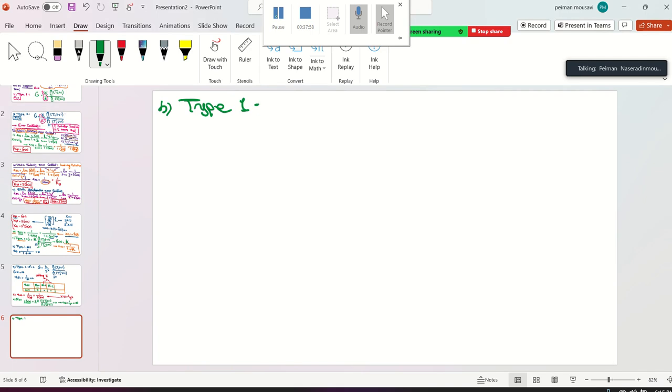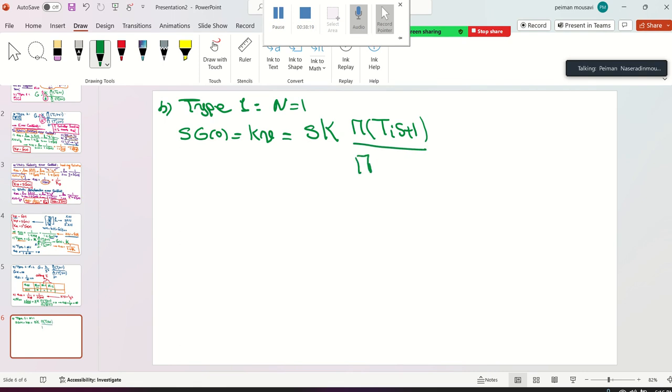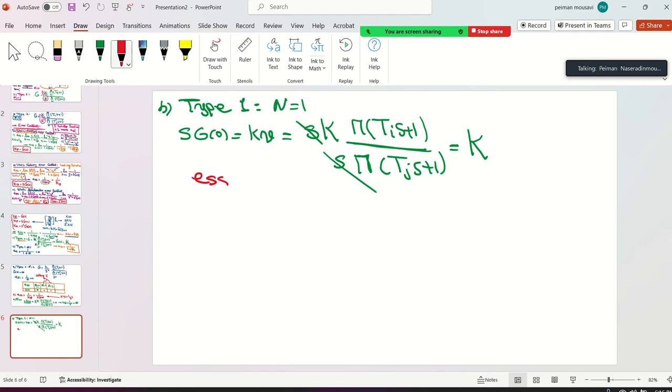So type 1, N is 1. So Kv, which is s G(s), for type 1 is K (τ_i s + 1) divided by (τ_j s + 1) with one s in the denominator. You have s here, the s cancels, and you get K again. So e_ss is going to be 1 over K.